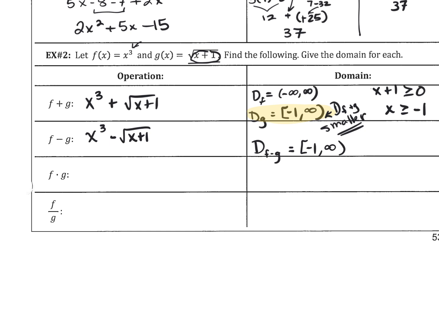Okay, so what is f times g going to be? X cubed. And did the domain or the range change at all? No, and we can still multiply, so what is the domain of f times g? Still -1 to infinity. And last but not least, f divided by g, what is that going to look like?